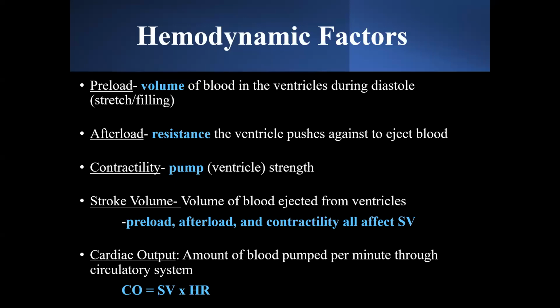Then the stroke volume is the amount of blood that's ejected from the ventricles with each beat. And we'll get to what the normal levels are in a couple slides. And preload, afterload, contractility, if any one of those are altered, it will affect the stroke volume. And if the stroke volume is affected, see, it's a chain effect, the cardiac output is going to be affected. And the way that we get a cardiac output is we take that stroke volume number and we multiply it by the patient's heart rate.